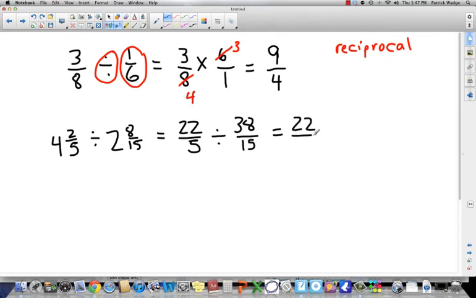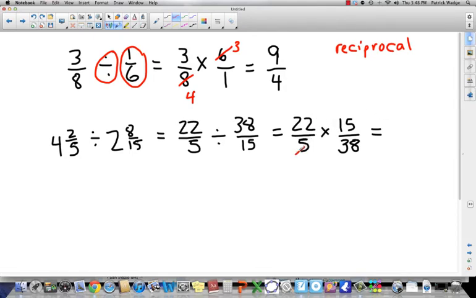22 over 5, we never touch the first fraction. This dividing sign is becoming a multiplying sign, and this isn't 38 over 15 anymore. It's the reciprocal of that, which is 15 over 38. Okay, this is a very good example of why it's nice to do the cross-canceling or the simplifying before you multiply. I don't want to multiply 22 times 15, and I don't want to multiply 5 times 38. Those are too big. I mean, you can do it. You'll get the right answer, but why don't we look for things we could simplify?